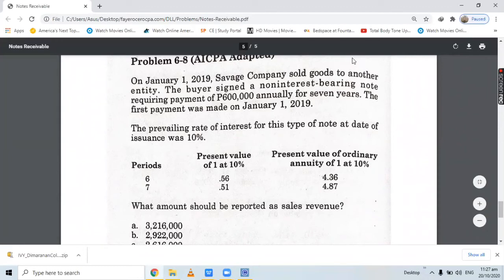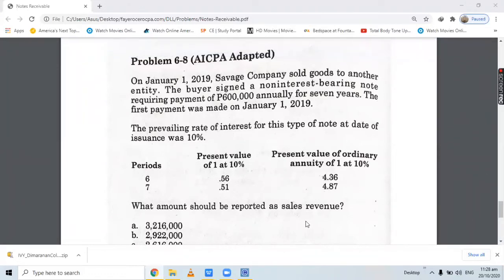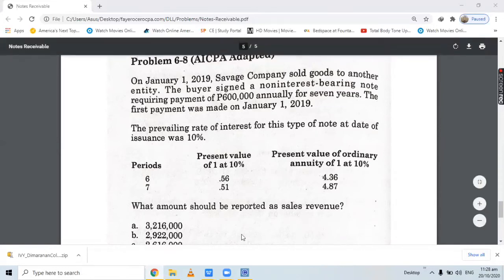Non-interest bearing kasi siya. So we use the effective rate or the prevailing rate. Given naman, we have here the present value table. One is present value of 1, one is present value of ordinary annuity. Okay. Question, what amount should be reported as sales revenue? How do we measure sales revenue, which is also the present value of the note? Tama ba? Because that's how we initially recognize a non-interest bearing note at present value. So we have the first payment.